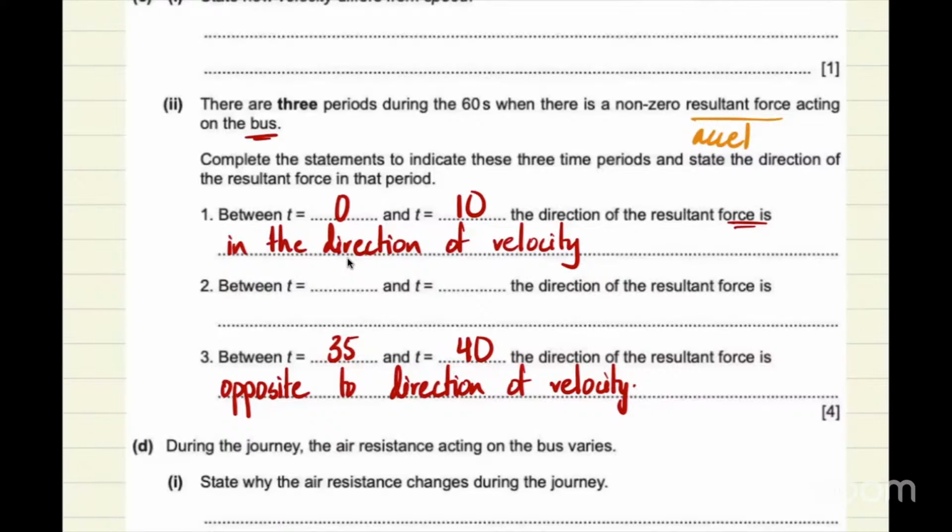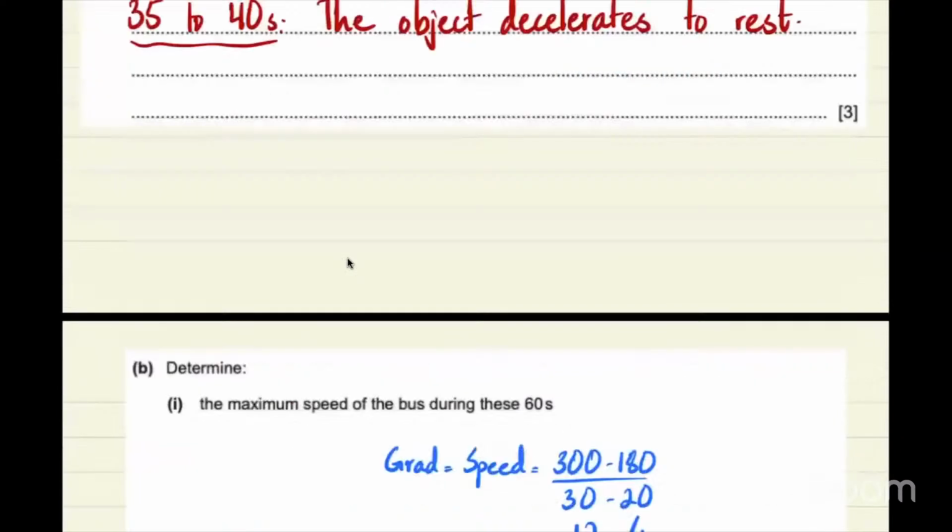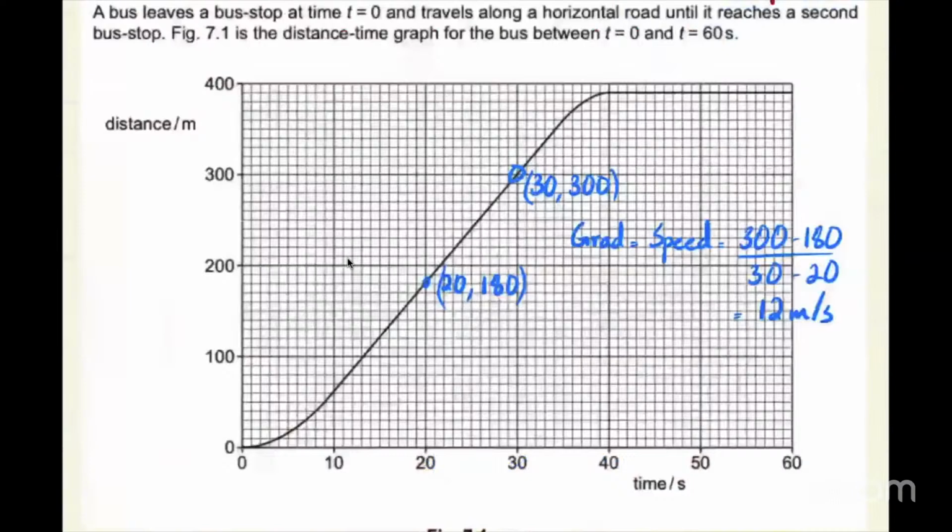Okay, and the third period, now how would I get the third period? Because if I see here, all the way on the straight part of the graph, yeah, you're right, Mustafa.